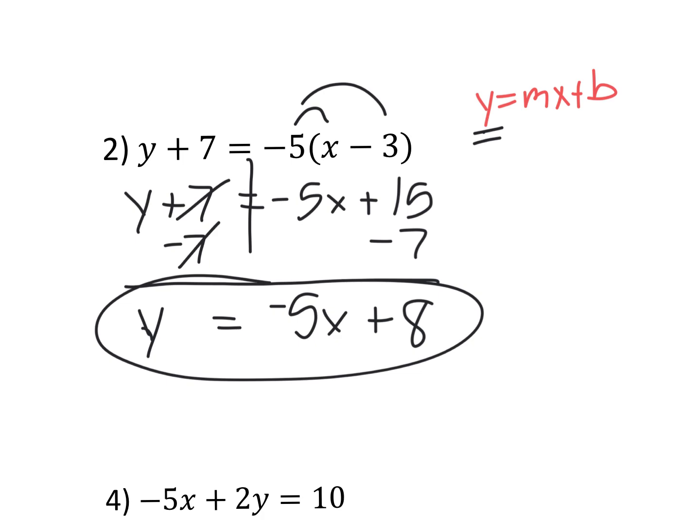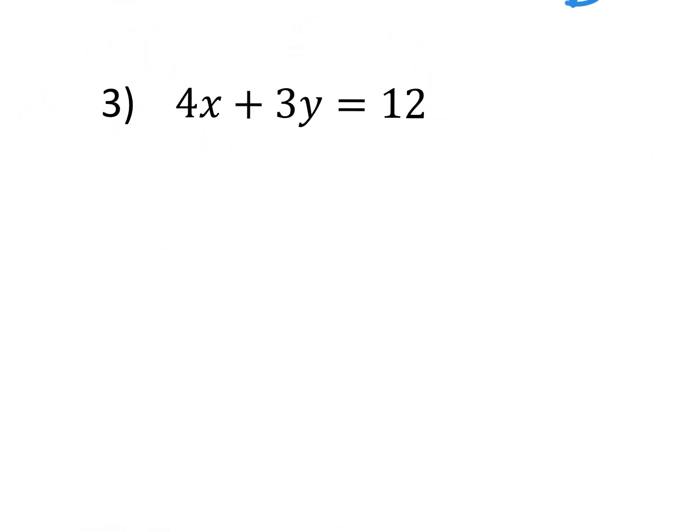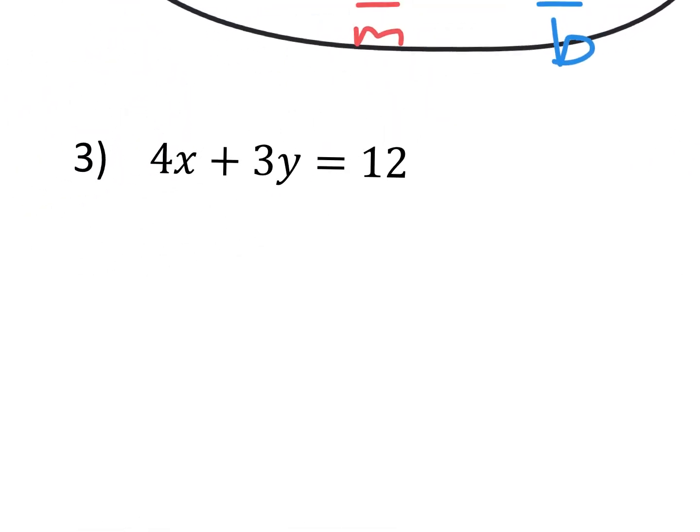All right, let's look at number 3. So number 3 is in standard form. We want to change that into y equals mx plus b. Well, if I want y by itself, that's the only thing on the left side if you want y equals mx plus b. Then I got to get rid of a 4x and a 3. What would be easiest to get rid of first?